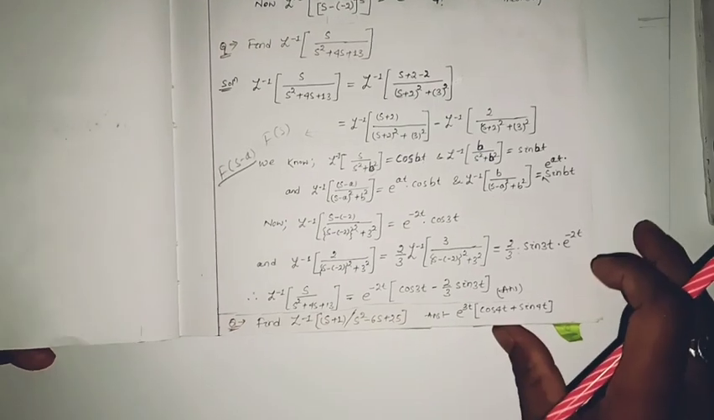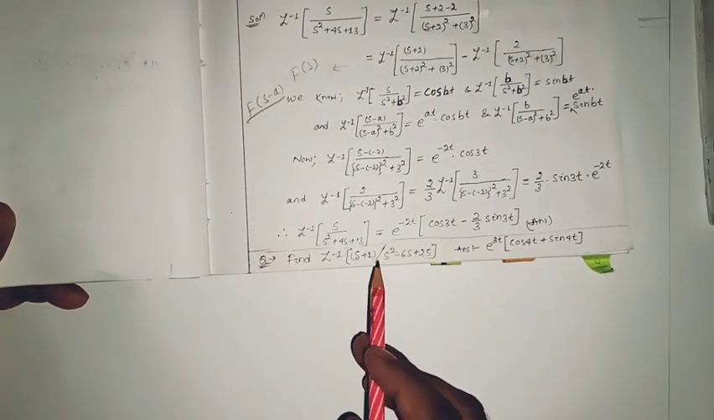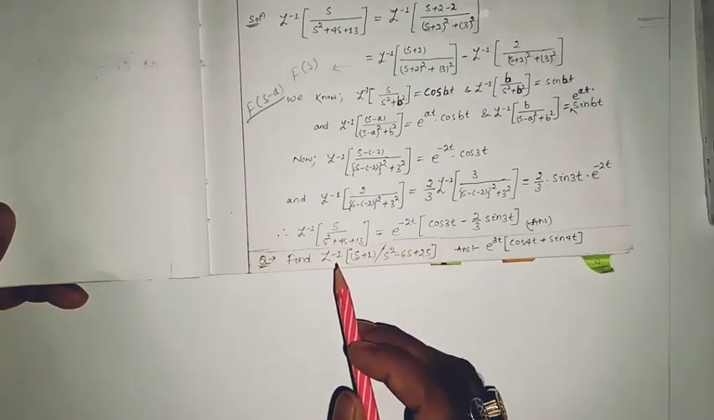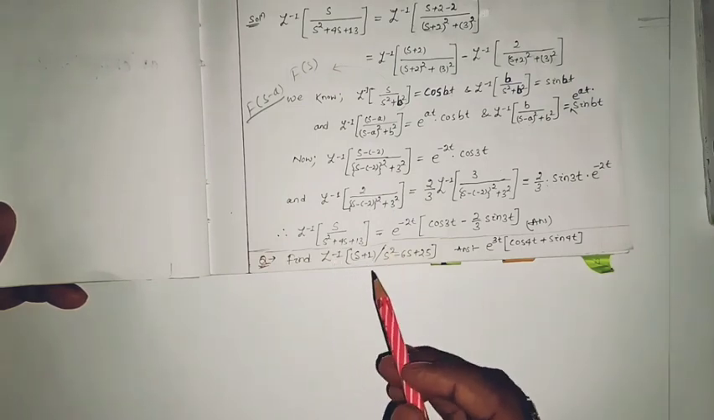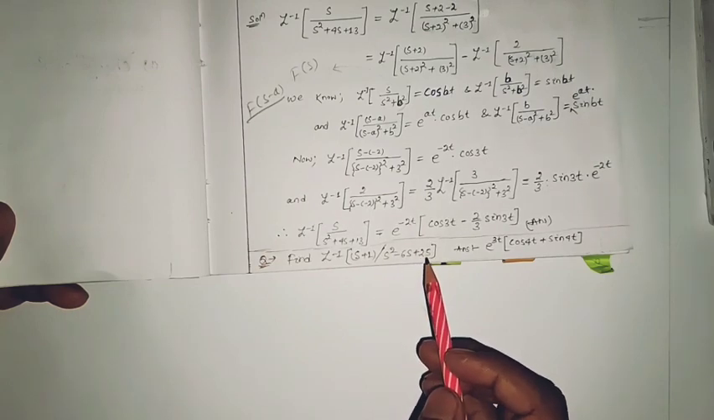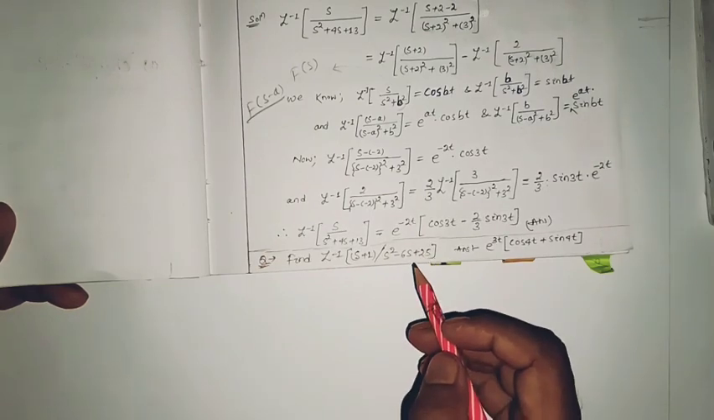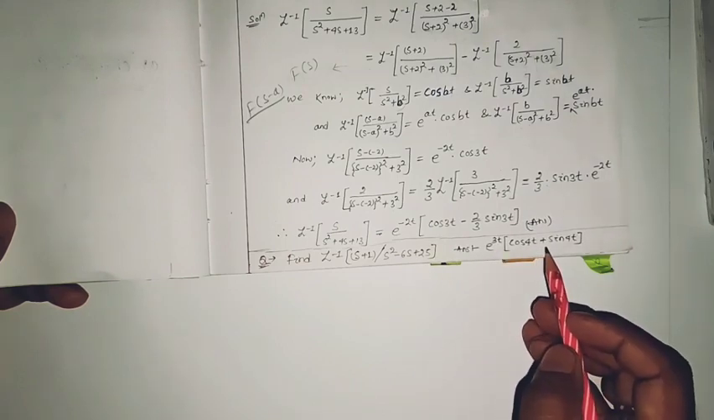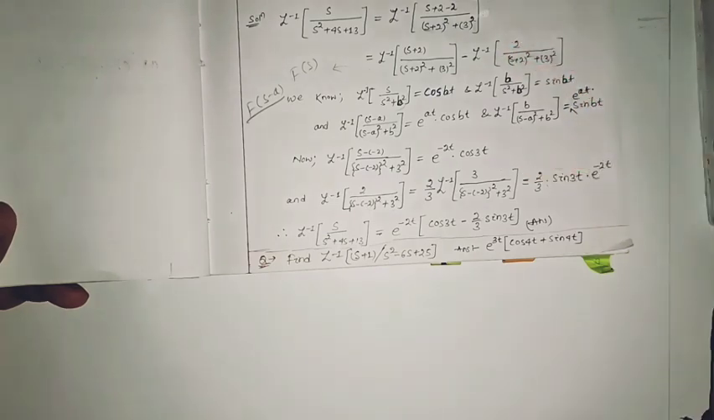Okay, here is another question for you that you have to solve by yourself: the inverse Laplace transform of s plus 1 by s square minus 6s plus 25. Do it by yourself. The answer will be e to the power 3t into cos 4t plus sin 4t. Exactly this procedure you have to follow.